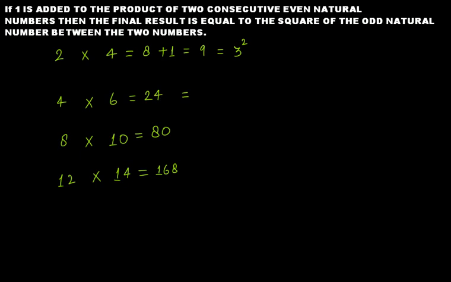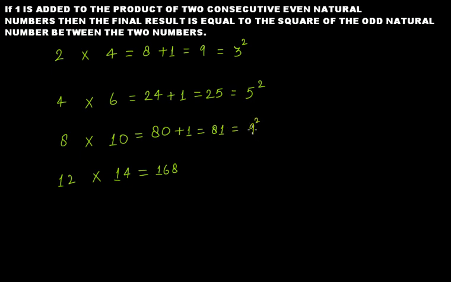Here you have 24. Now if you add 1 to 24, you get 25. Now 4 and 6 are two consecutive even numbers, and the odd natural number that comes between 4 and 6 is 5, and this is what? Actually 5 squared. Same here, this is 80, you add 1 to it, you get 81. This is 81, which means 9 squared.